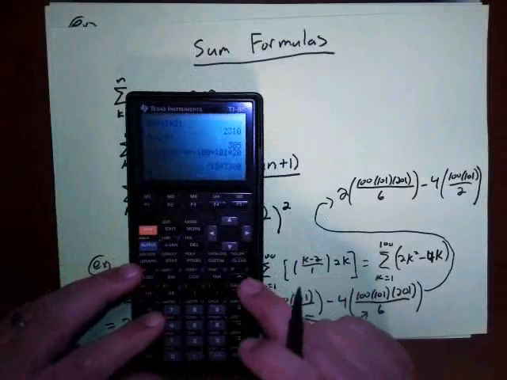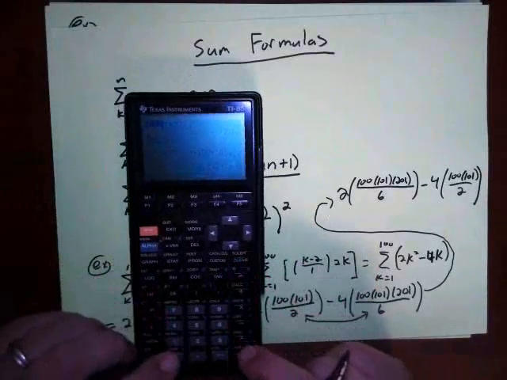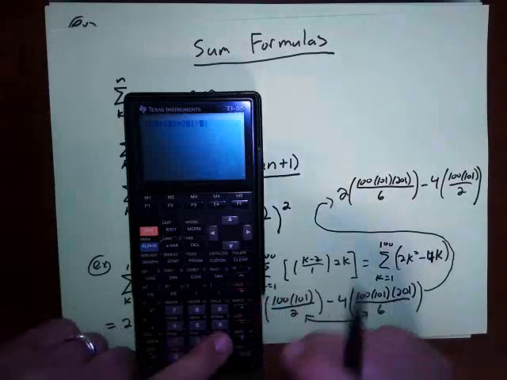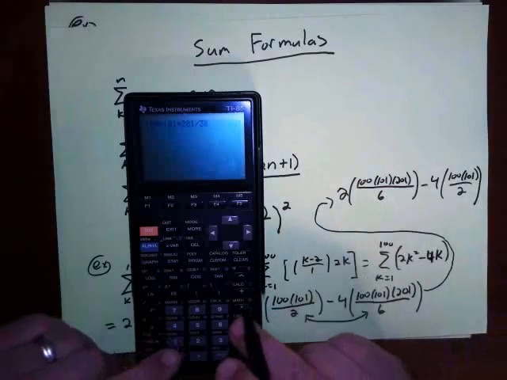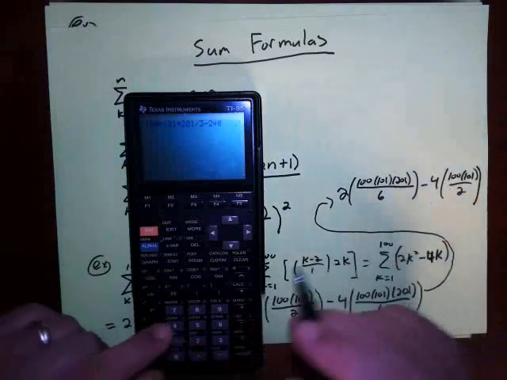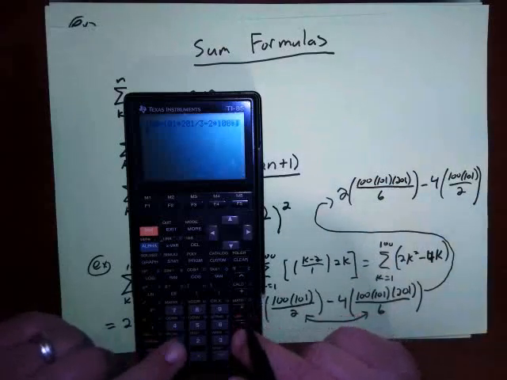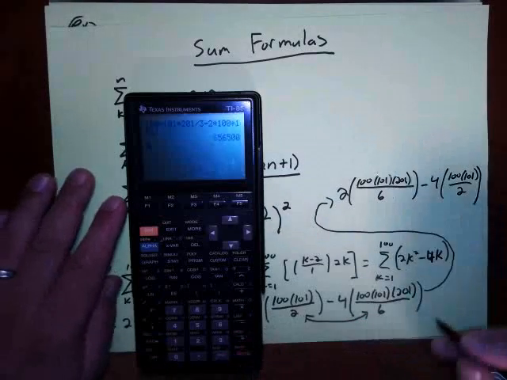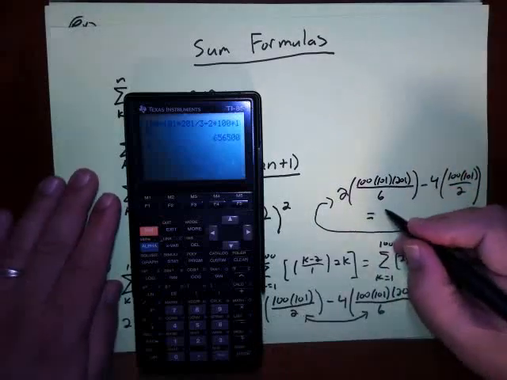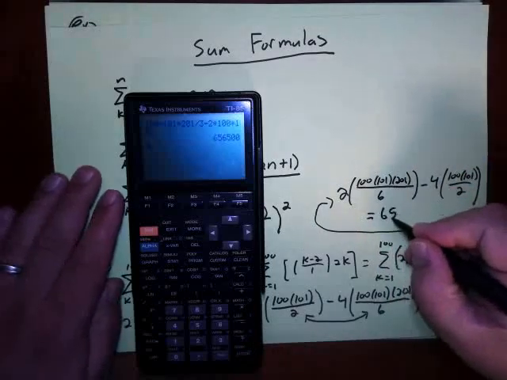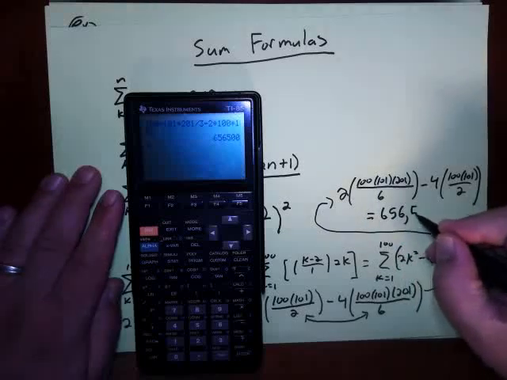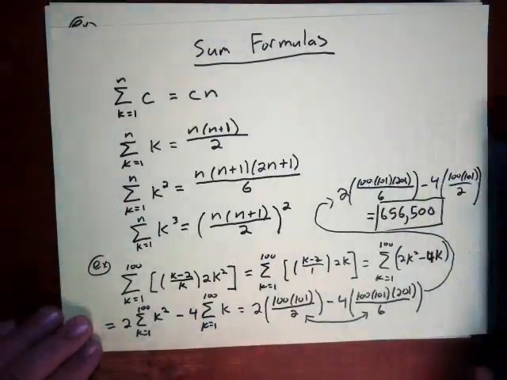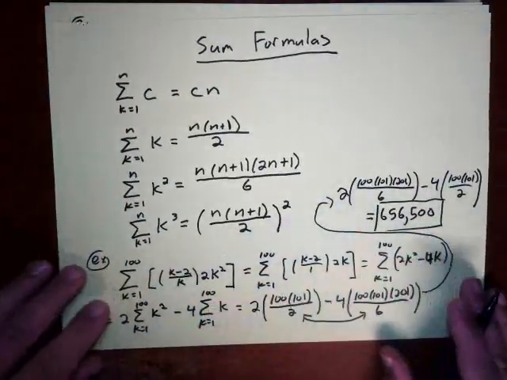Okay. So let's try this again. 100 times 101 times 201 divided by 3. I'm canceling that 2 out. Minus 2 times, cancel another 2 out, 100 times 101. And I get this. This is equal to 656,500. So there you go. If you take that sum, this is what you get.